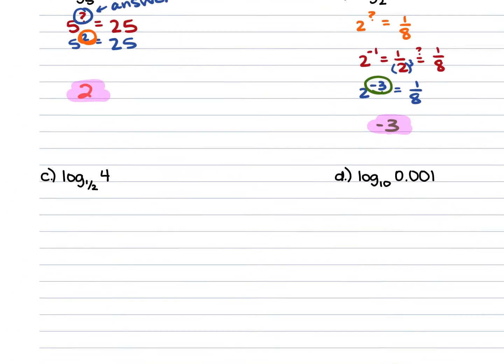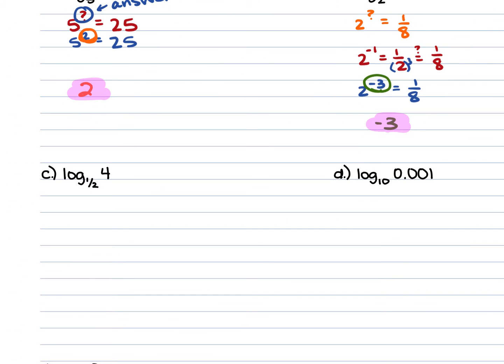Our next example, C, we have log 1/2 of 4. So again, we're just going to rewrite this as 1/2 to the power of what is equal to 4. Well, we don't want a fraction here, we want a whole number. So this 1/2 is going to have to be raised to the power of -1 in order to give us 2. Now, how do we make 2 equal to 4?